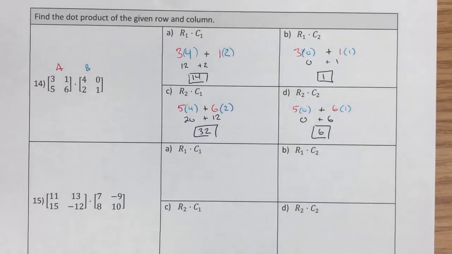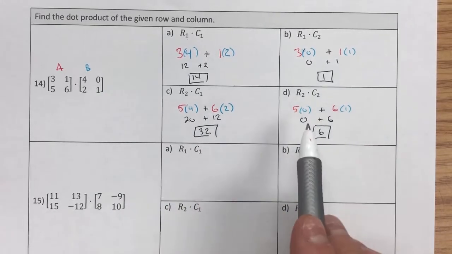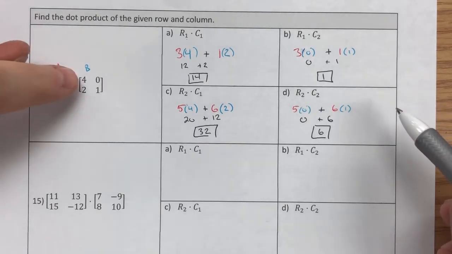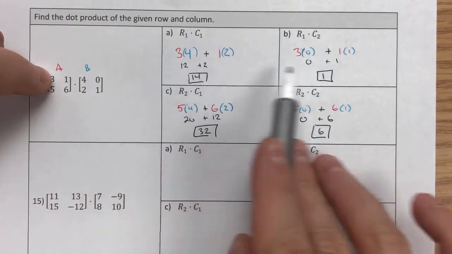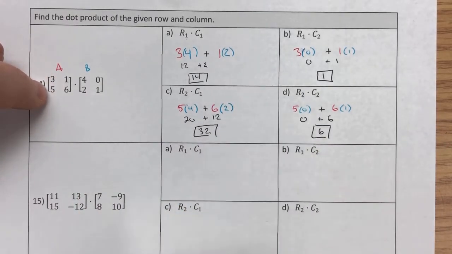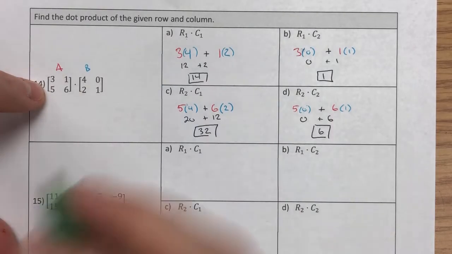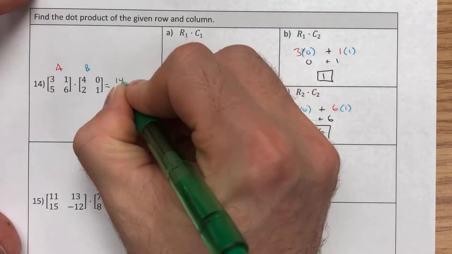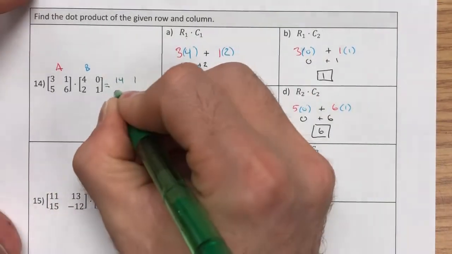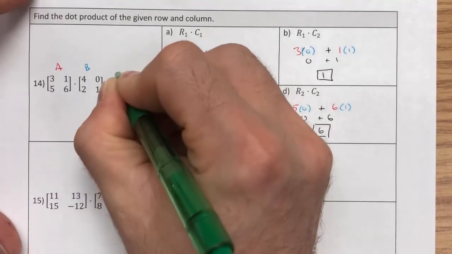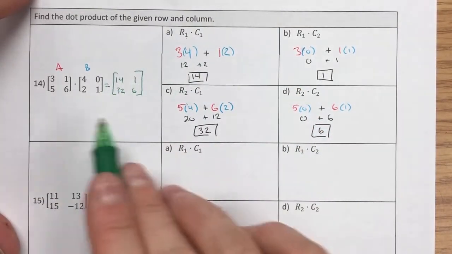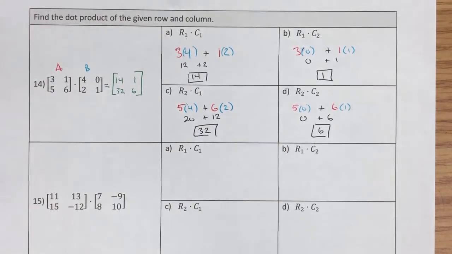Awesome. What we've unknowingly done with these 4 things is we've actually found the resulting matrix. Because we found the dot product of each row with each column, row 1 with both columns right here and right here, row 2 with both columns, the resulting matrix that this will produce if I take A times B will be a 14, 1, 32, and 6 matrix. So conveniently, we know the answer to this. But don't worry, we'll be covering this in a later section.